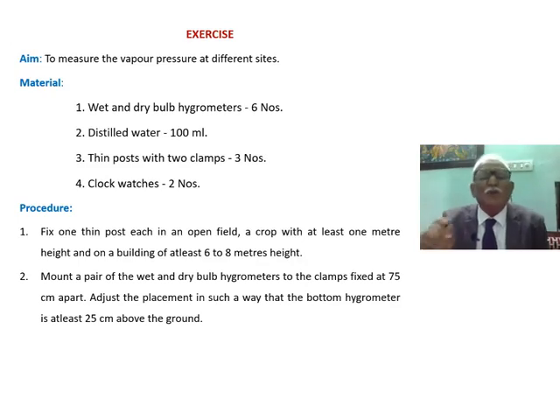Now, a small exercise I tried. This is not exactly pressure. Vapor pressure. Vapor pressure is very, very important for agrometeorology. So that's why I tried to design an experiment with my own experience. So, a very simple one: wet and dry bulb hygrometers.